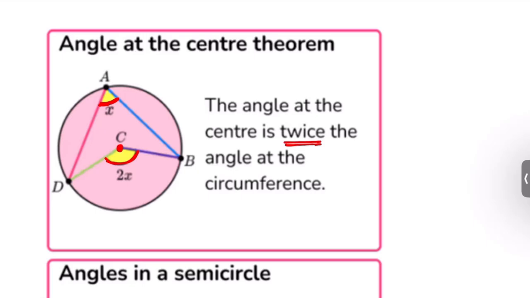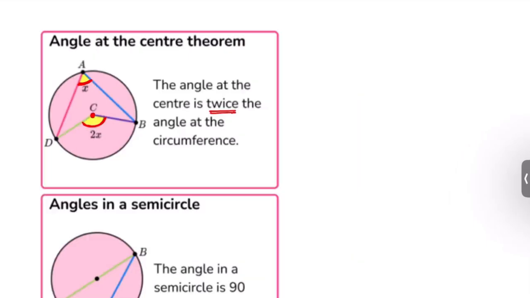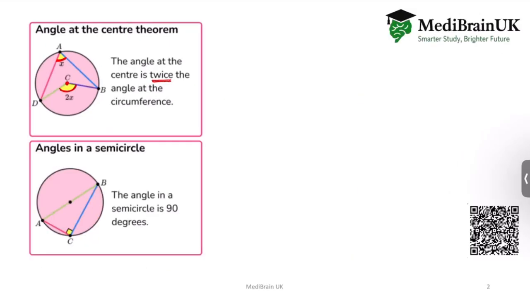Whenever you see this shape in a circle being drawn in an exam question, you know that this rule is straight away going to apply. So that's the first theorem, the first rule that you need to be aware of.